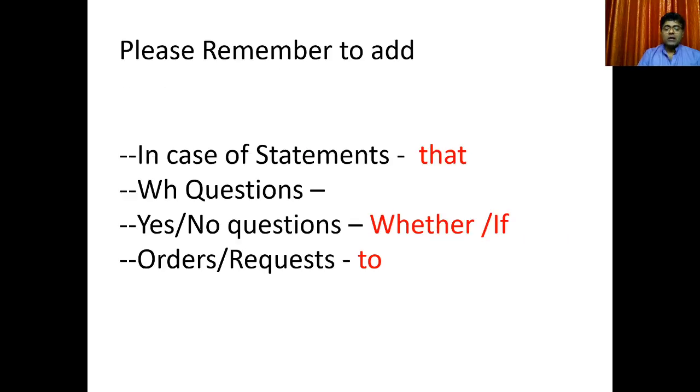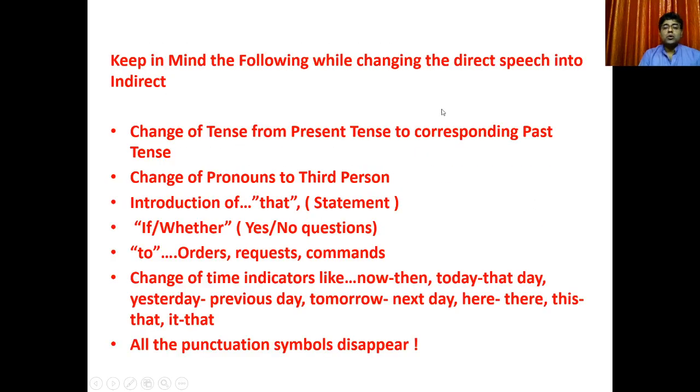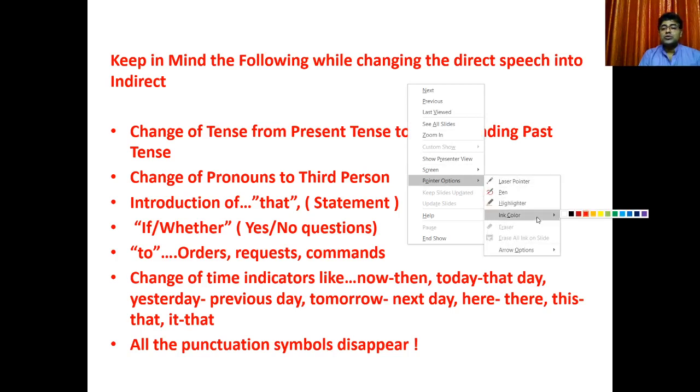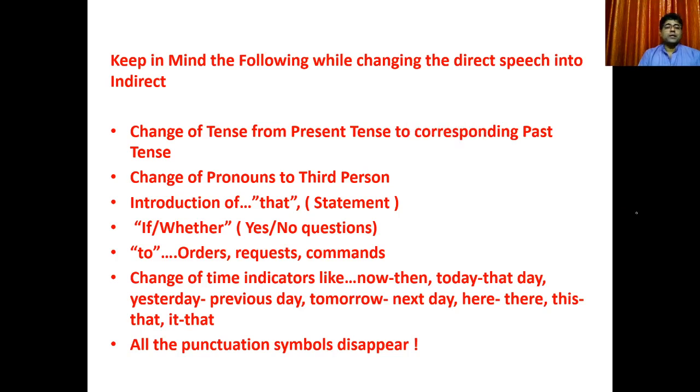Now, keep in mind the following while changing the direct speech into indirect speech. Meaning to say, we call them the simple rules, or I would call them the thumb rules, to understand what we are going to do today. Okay. Rule number 1 says: change of tense from present tense to corresponding past tense. Meaning to say, if the direct speech is in the present tense, when you report it, when you make it indirect, the tense changes to past tense.